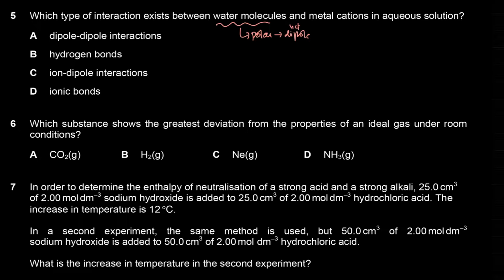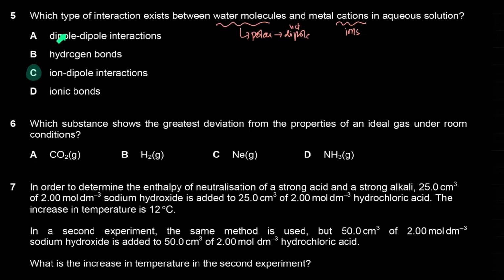Water with itself hydrogen bonds, but with a metal cation, metal cations are ions, so these ions will form an attraction with this polar molecule. What you have is a permanent dipole being attracted to a positive ion. So what we have is ion-dipole attractions. So the answer here is C.